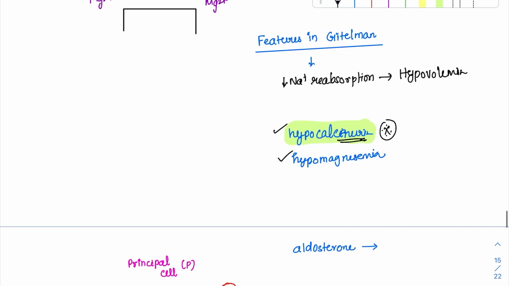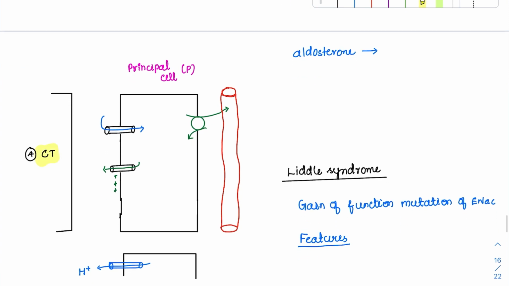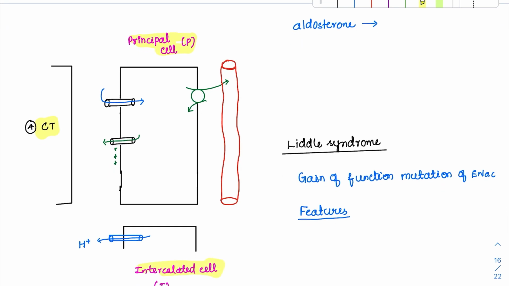Now coming to the next segment, the collecting tubule. In the collecting tubule, we have two different types of cells. One is the principal cells, another one is the intercalated cells. Here in this segment, we have a specific channel for sodium reabsorption, called the ENaC channel. This ENaC channel is bringing only sodium in.